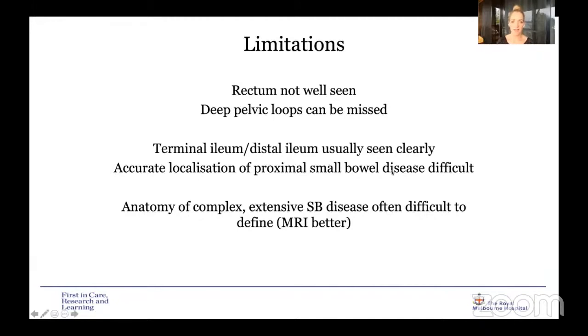Terminal ileum and distal ileum are usually seen beautifully, but accurate localization of more proximal small bowel disease can be difficult. And that's, as I said, where CT and MRI are really useful. So if you've got access to it, you do that as a baseline with your ultrasound, make sure they align, and you can rely on your ultrasound to monitor the patient ongoing. And the anatomy of complex, extensive small bowel disease can be difficult to define.